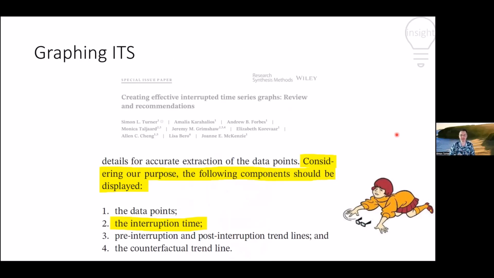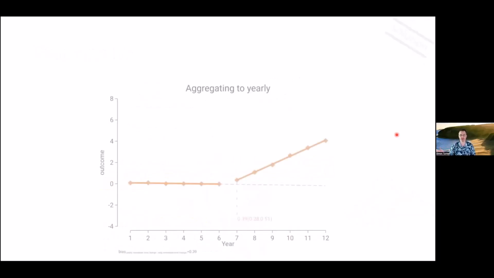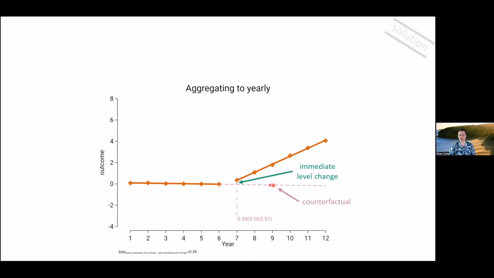And there's this line: considering our purpose, the following components should be displayed. Number 2 there is show the interruption time. And my response was, I am showing the interruption time. Here it is right here. 6 pre, 6 post, here's our interruption time. There's still bias. I can generate my counterfactual and I can see the difference, and that's the definition of immediate level change.